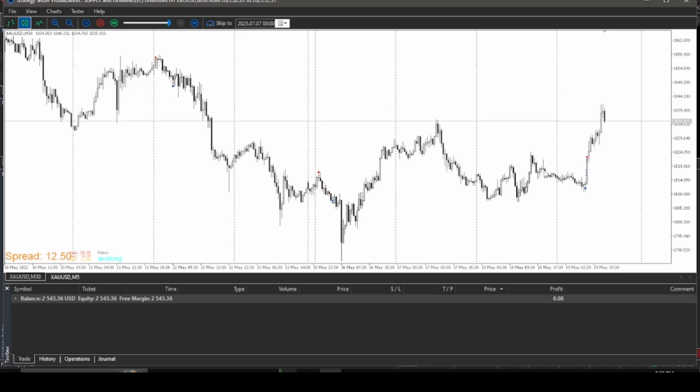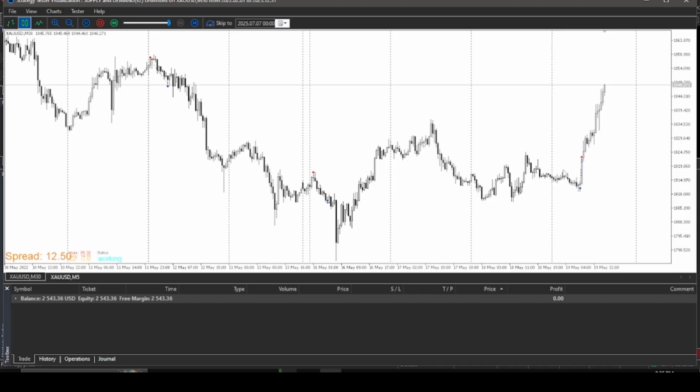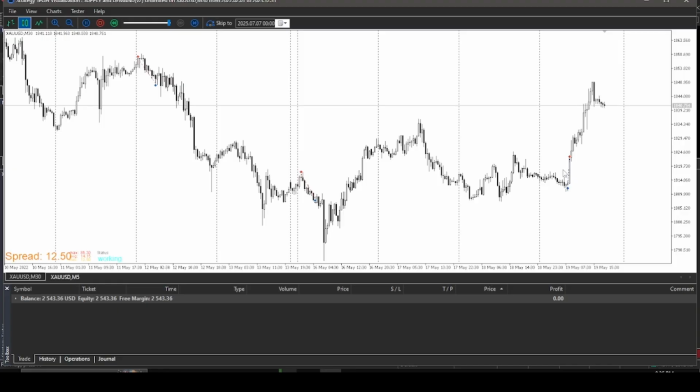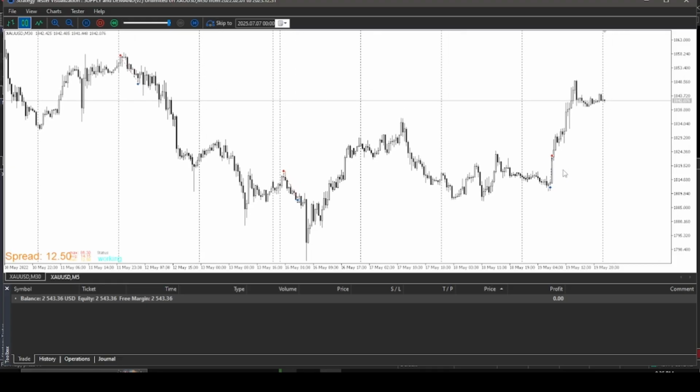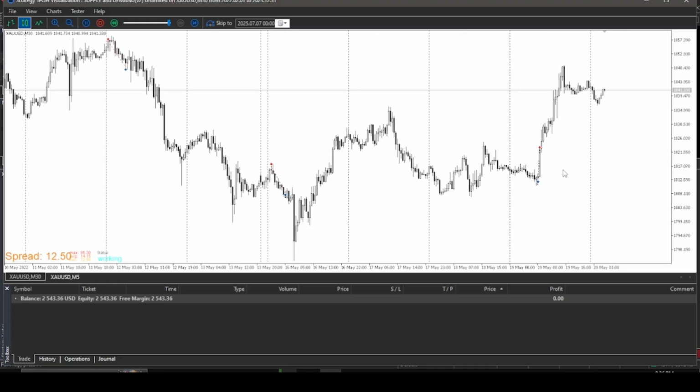Okay, so you can see this trading robot has up to an 80% win rate. But drop in the comment section, what win rate do you think this trading robot has?